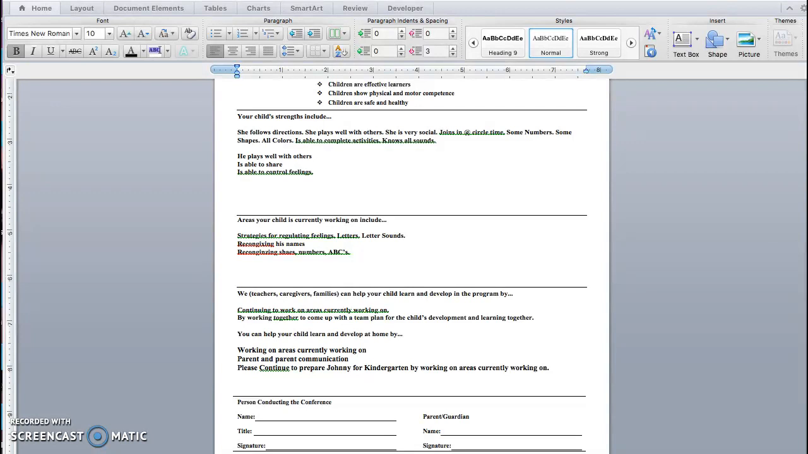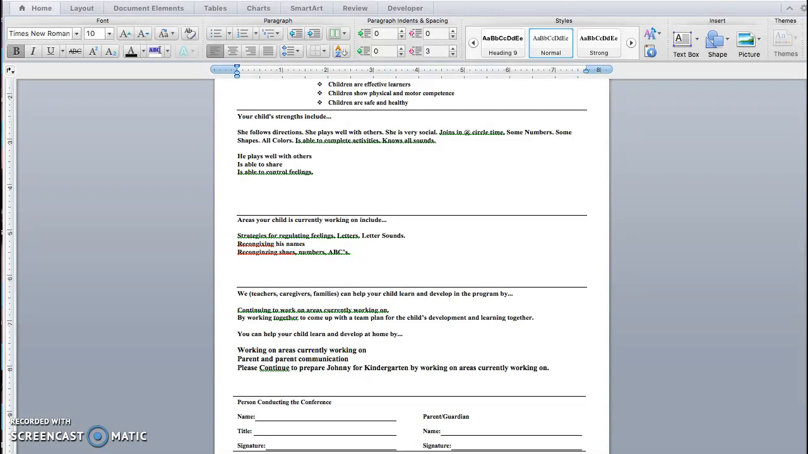He plays well with others, is able to share, he's able to control feelings. Those are incomplete sentences, like you can see right now on this document. It's underlined in green. It's a fragment. Especially using an at symbol is not okay.